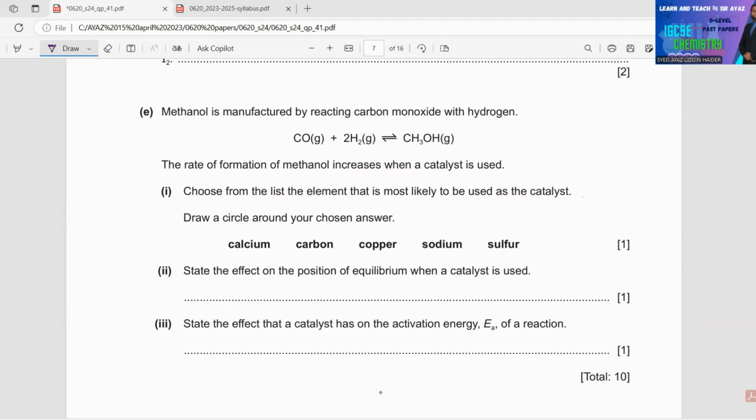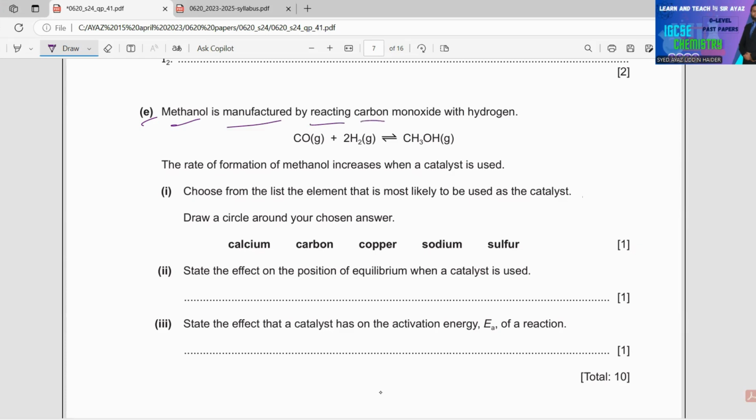Part E. Methanol is manufactured by reacting carbon monoxide with hydrogen. CO(g) + 2H2(g) ⇌ CH3OH(g). The rate of formation of methanol increases when a catalyst is used. 1. Choose from the list the element that is most likely to be used as a catalyst. Draw a circle around your chosen answer. You have calcium, carbon, copper, sodium, sulfur. So copper must be the right answer.